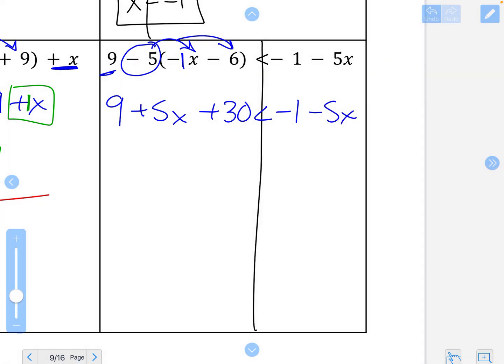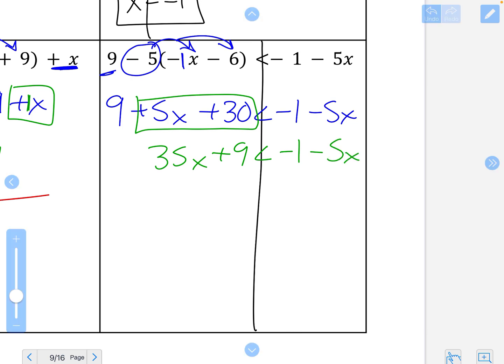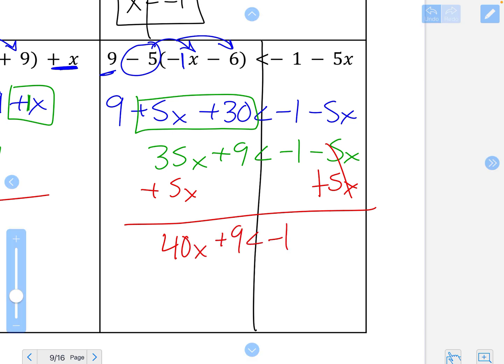I need to combine like terms. And so I get 35x plus 9 less than negative 1 minus 5x. I want my variable terms on the same side, so I'm going to add the 5x to make it positive. We get 40x plus 9 is less than negative 1.